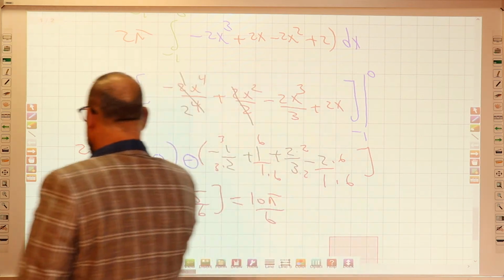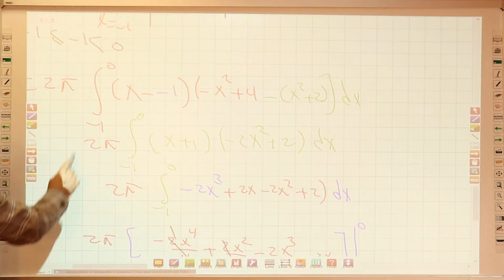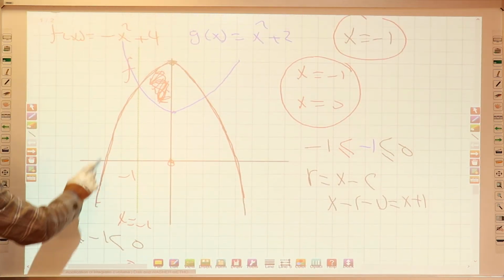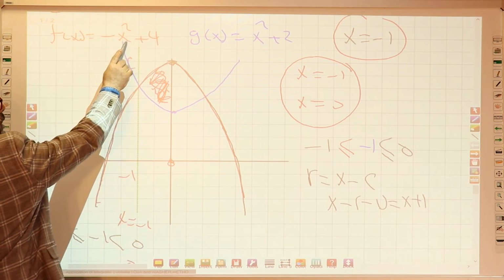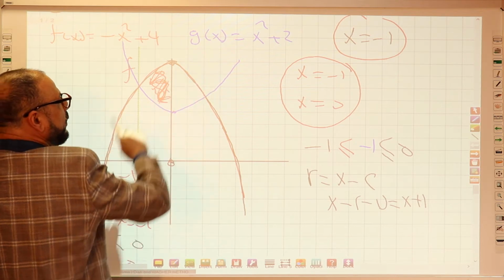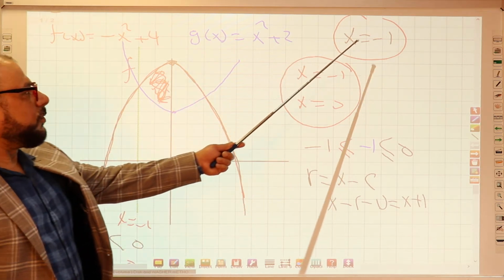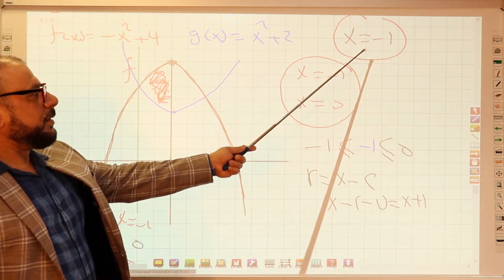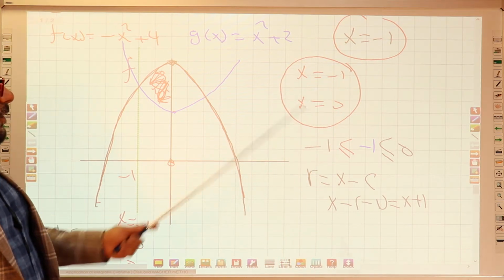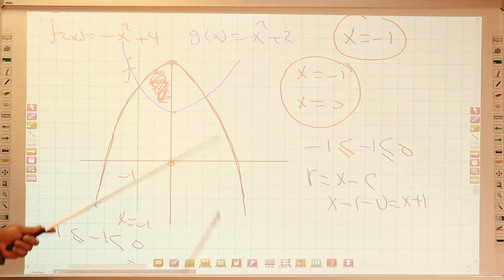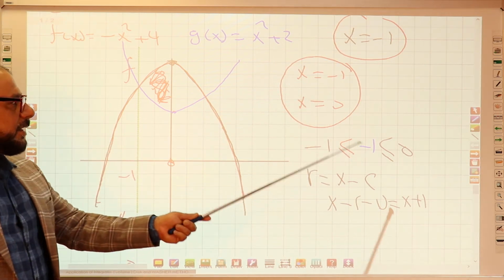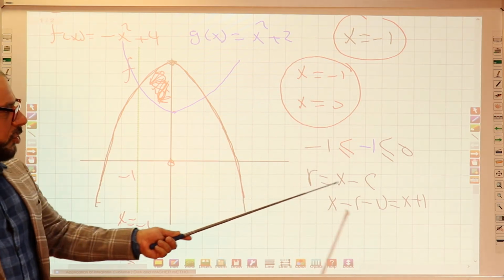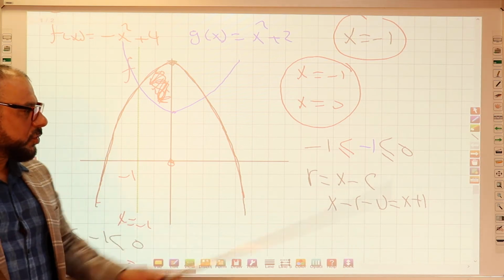And then this example, he wants me to find the volume of revolution from negative 1 to 0, the area between negative x squared plus 4 and x squared plus 2. And I need to revolve it about x equal negative 1. I found that C, this value, is less than, then I use my radius as x minus C, which is x plus 1.